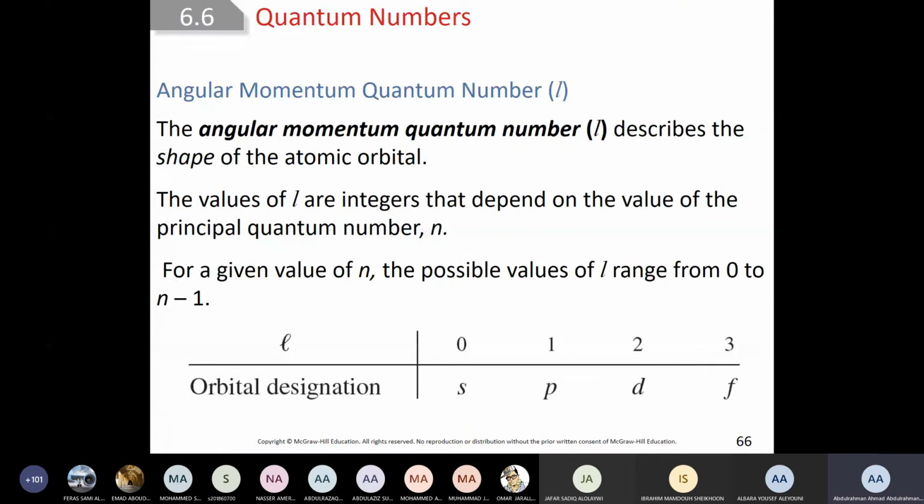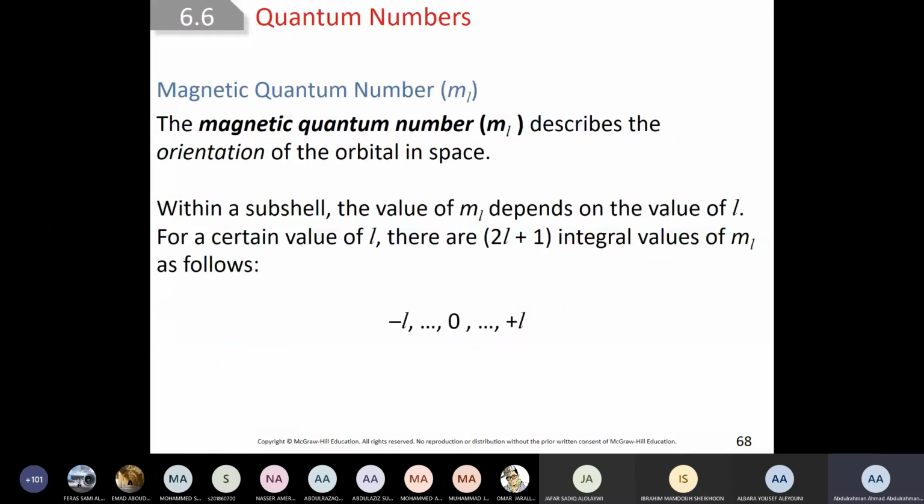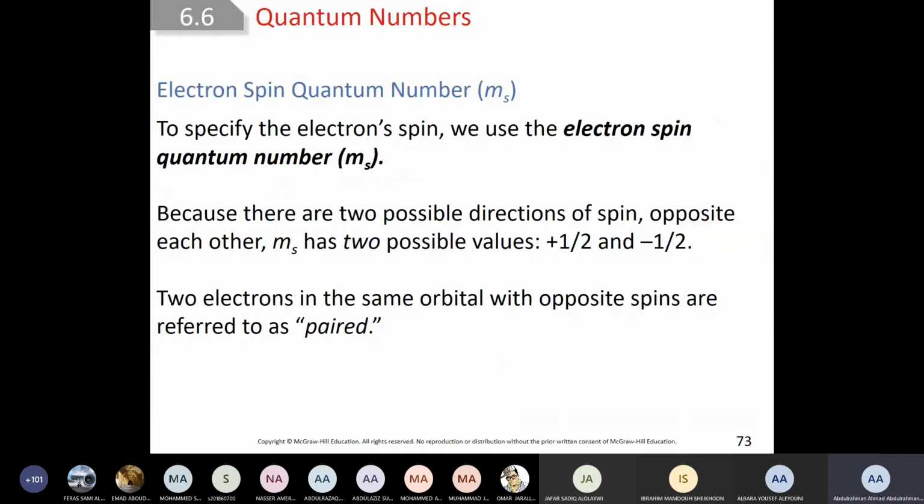As I said, don't memorize everything, but we already talked about this table, so memorize it very well. All you need to know is that 0 is s, 1 is p, 2 is d, and 3 is f. I hope you know this. Good. With this, we start building the electronic structure.